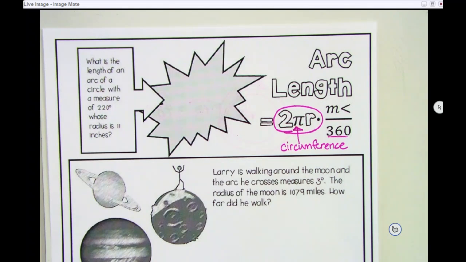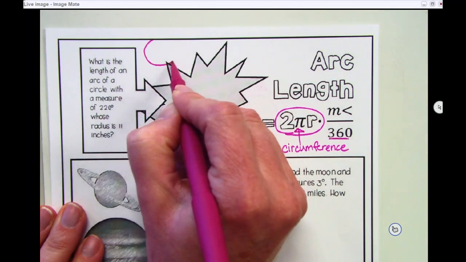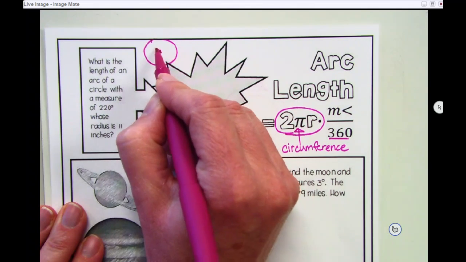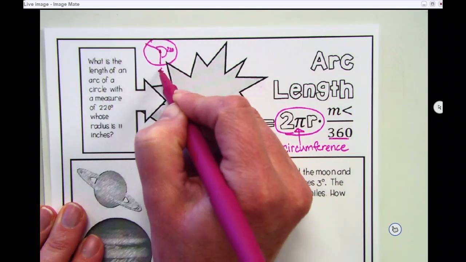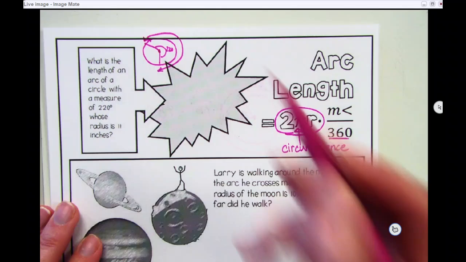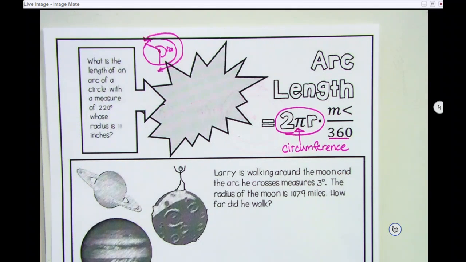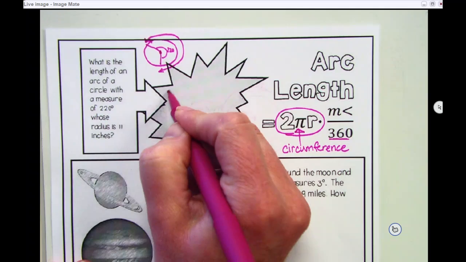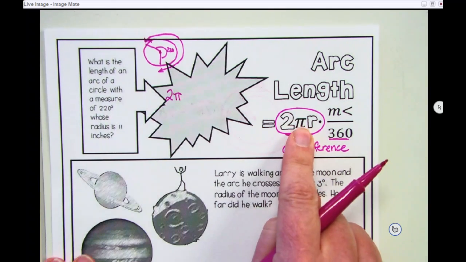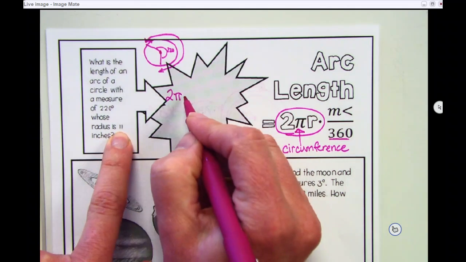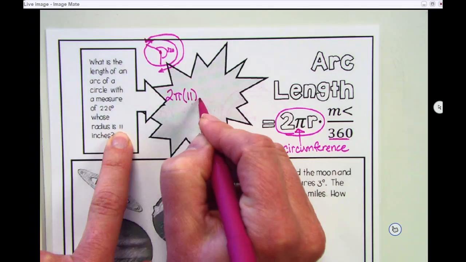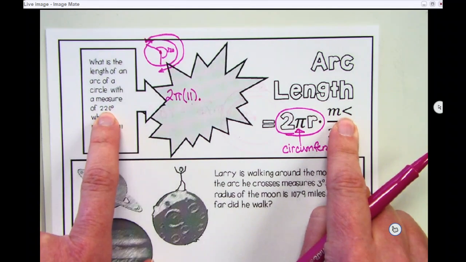What is the length of an arc of a circle with a measure of 220 degrees? All right, so here's my 220 degrees right there, and it wants to know how long this is right here. And all we need to do is use this formula. It says 2 pi radius. Does it tell me my radius? Radius is 11.